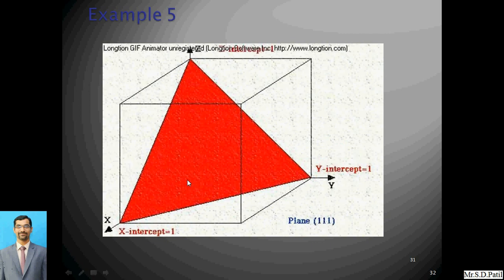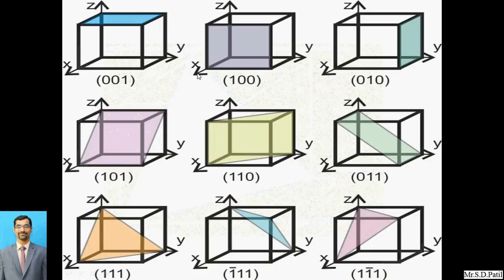From the origin towards x we have to travel 1 unit, then to y 1 unit, and again to z 1 unit. In this way we have to draw the plane for the Miller indices 111. So these are some geometries shown here, how to draw the planes. For 001, only with the z plane interaction, which is shown in blue color.